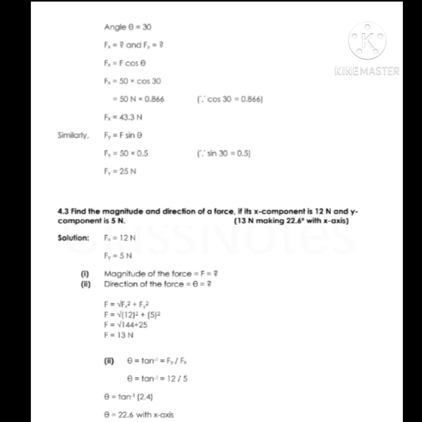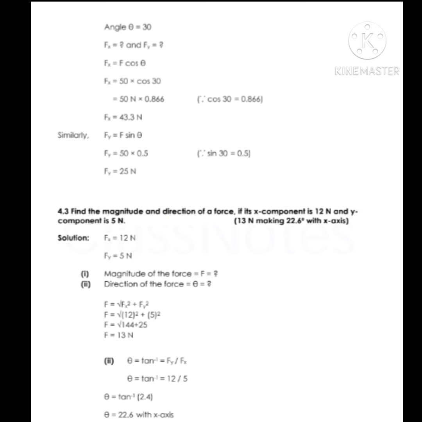And F of y equals F sin theta. Theta is again 30, and sin 30 is 0.5, and force is 50. So by multiplying 50 into 0.5, we have the force along the y-axis, that is F of y equals 25 Newton. Next is 4.3.